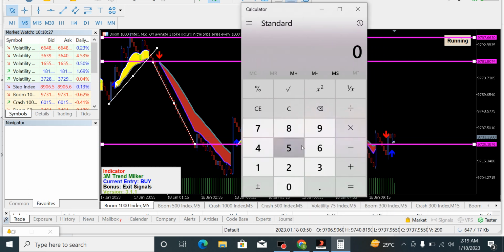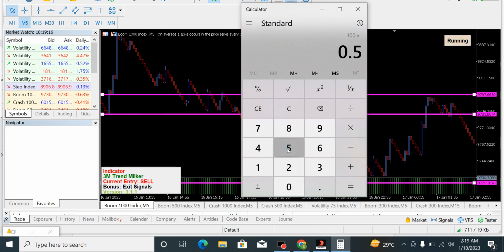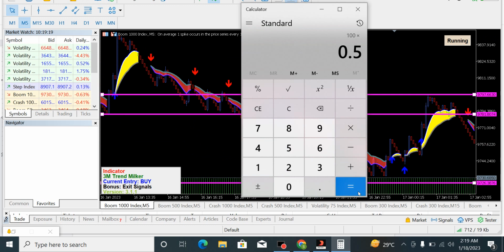We got 20 candles right from there, so we want to convert it into minutes. 20 times 5 will give us 100 minutes. And definitely we are earning 50 cents per minute, times 0.5. That also depends on the lot size you are using. So this is giving us $50 at that particular point. That's a lot of profit for you at that particular point.